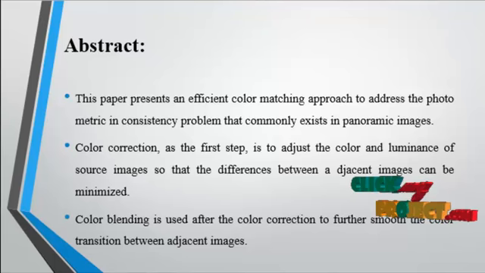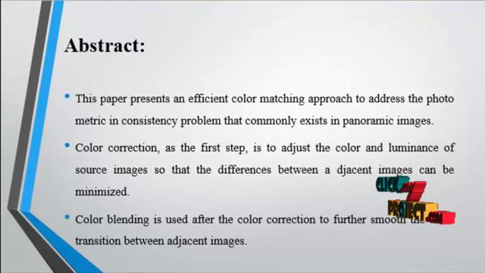Now we discuss the product, instant color matching for mobile panorama imaging. This process consists of three major roles: an efficient color matching technique, color correction, and color blending. The color matching approach addresses the photometric consistency problem that commonly exists in panoramic imaging.